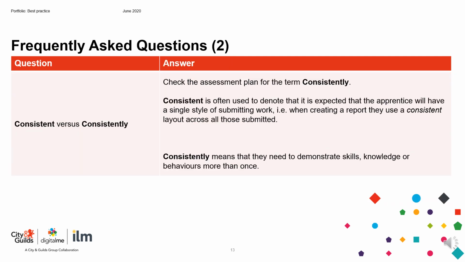We often have a misunderstanding between the terms consistent and consistently when referring to portfolios. Consistent is often used to denote that it is expected that the apprentice will have a single style of submitting work. For instance, when creating a report, they use a consistent layout across all of those submitted. If the assessment plan states consistently, then it is expected the learner will provide more than one piece of evidence to meet the criteria on this occasion.